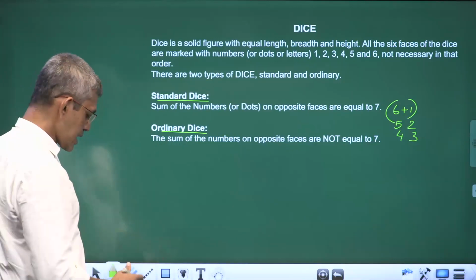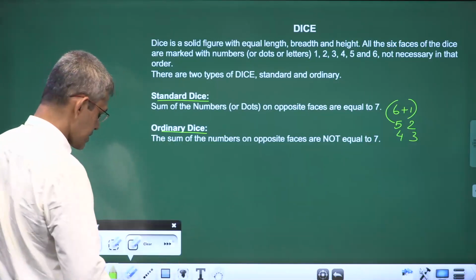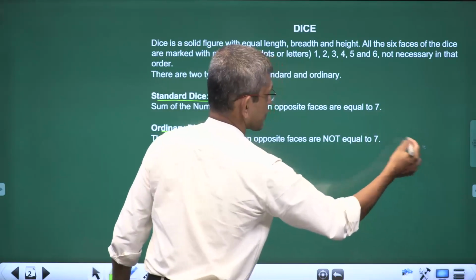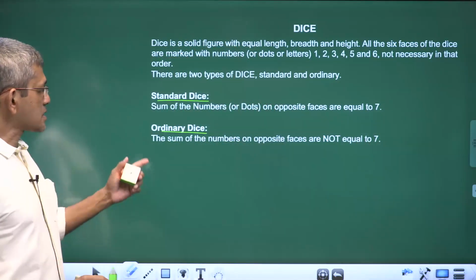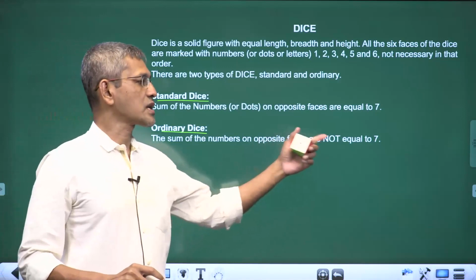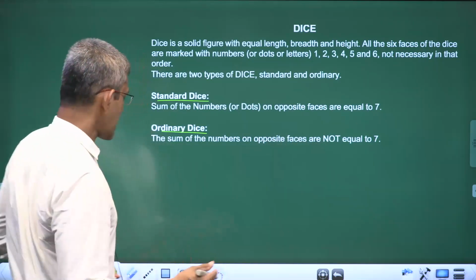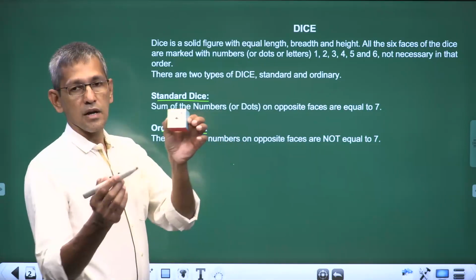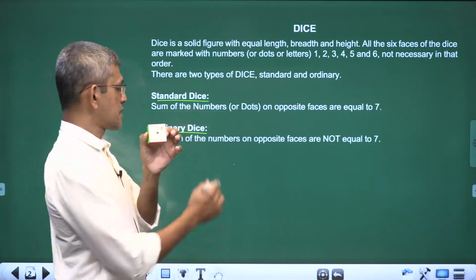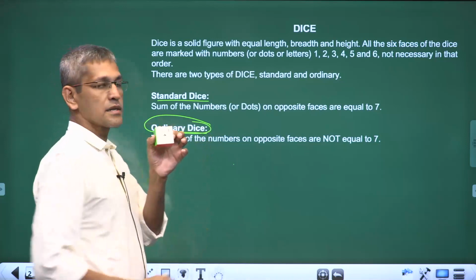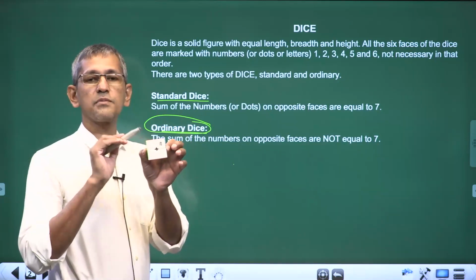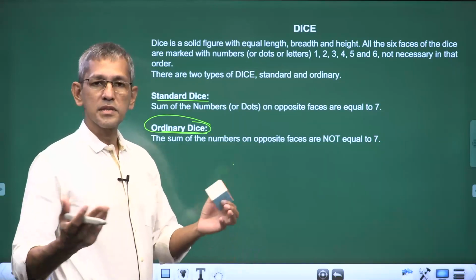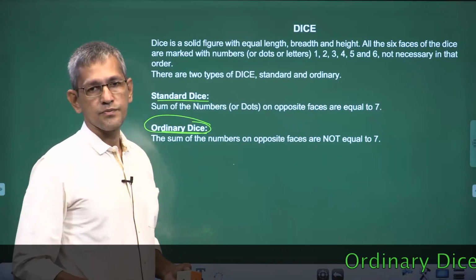How about for ordinary dice? It's slightly different from standard dice. So what is the peculiarity of ordinary dice? The sum of the numbers on opposite faces is not equal to 7. For example, let's say we have a dice and this one face is marked as 5. If it is an ordinary dice, the opposite side we cannot really predict. It could be 3, it could be 4, it could be 6, it could be 1, you never know.